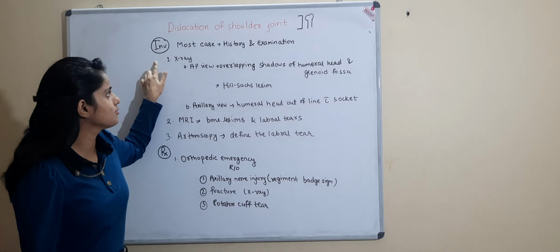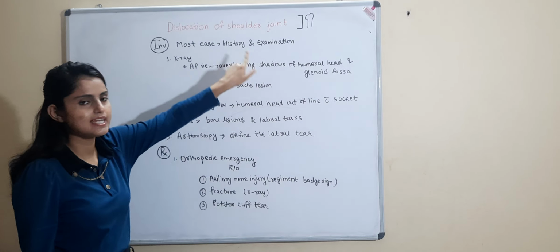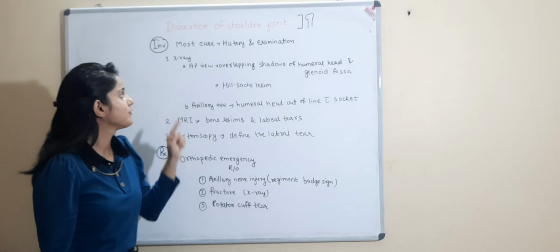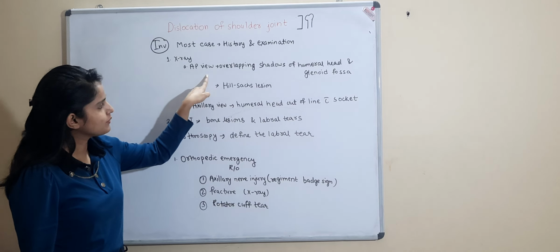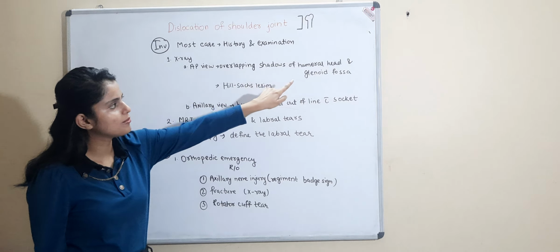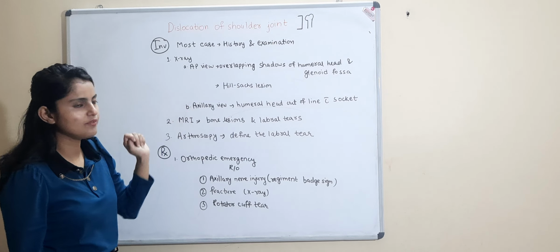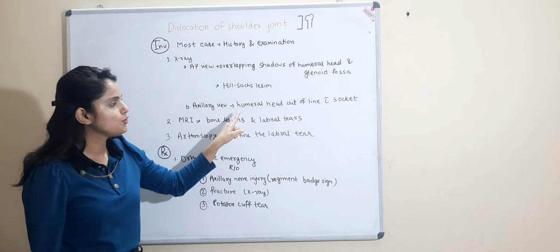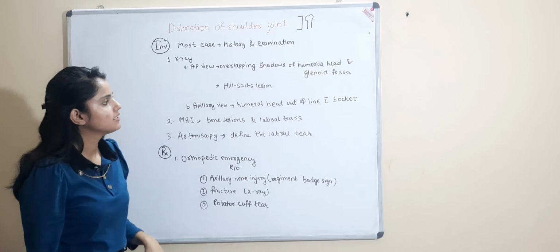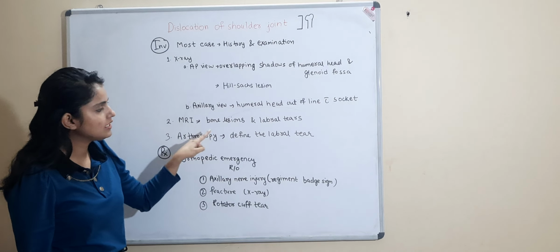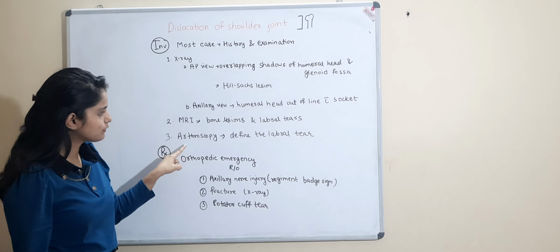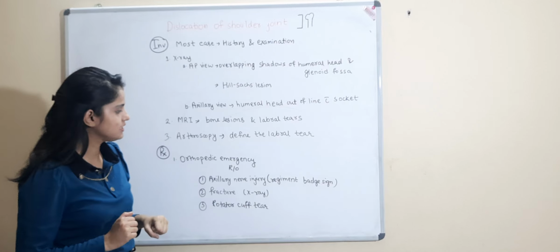Now, investigation. Most of the cases are diagnosed with history and examination alone, but we can perform X-ray. In AP view, overlapping shadows of humeral head and glenoid fossa is seen. Hill-Sachs lesion is seen best in the AP view. In axillary view, humeral head out of line with socket is seen. In MRI, bone lesions and labral tears are seen. In arthroscopy, it defines the labral tear.